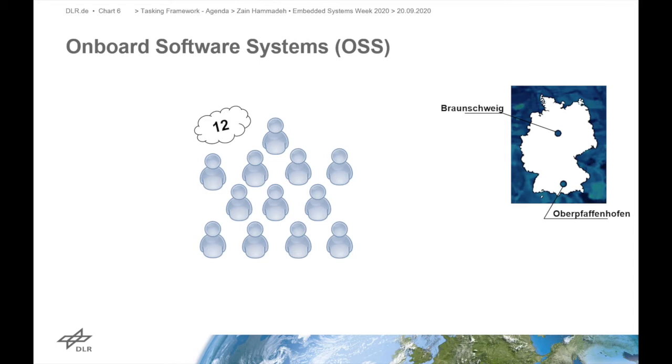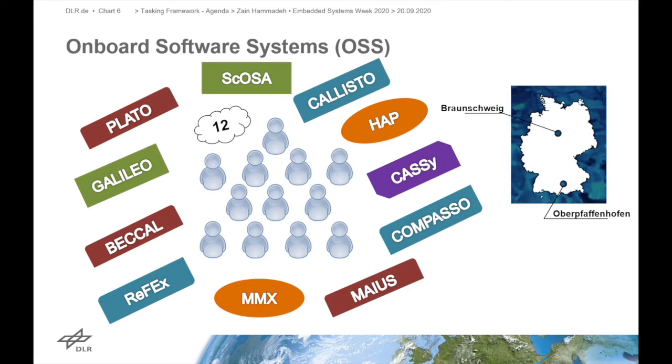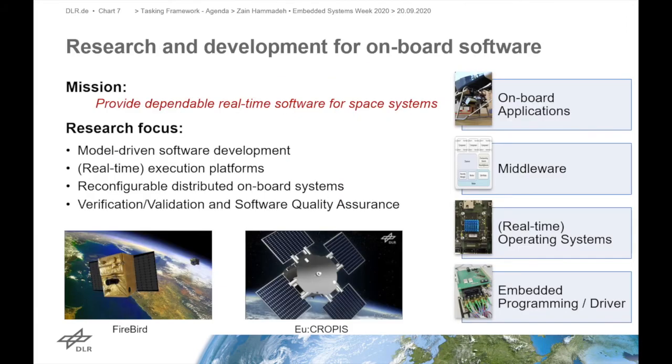The group works on many projects, for instance SCOSA, Plato, Galileo. Our main mission is to provide dependable real-time software for space systems. To that end, we focus in our research on model-driven software development, real-time execution platforms, reconfigurable distributed onboard systems, verification, validation, and software quality assurance.